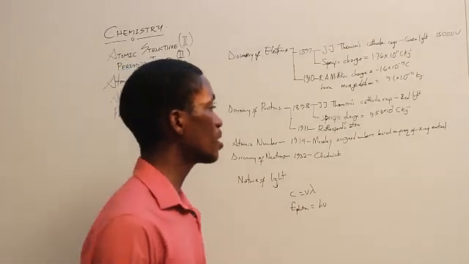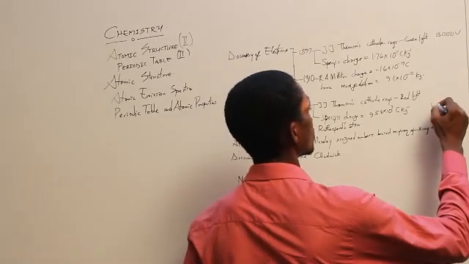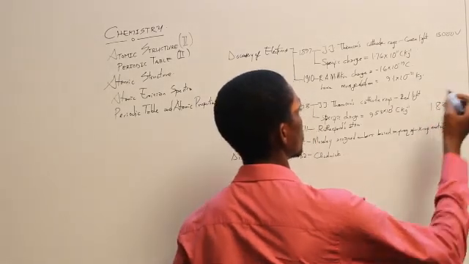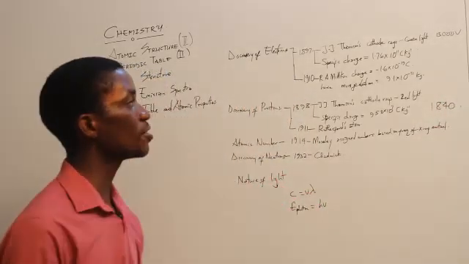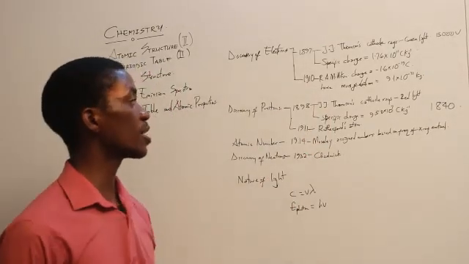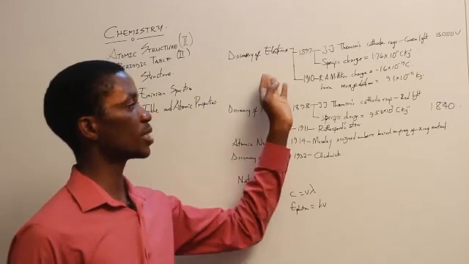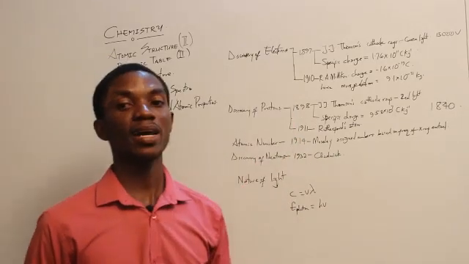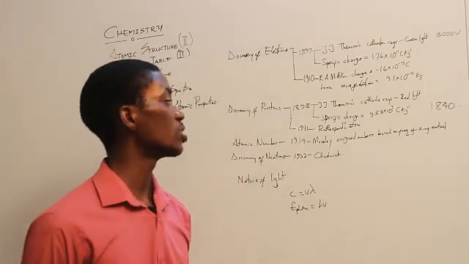And this is approximately 1,840 times as heavy as the electron. So we represent our proton with 1, and we represent our electron with 1 divided by 1840. Alright.